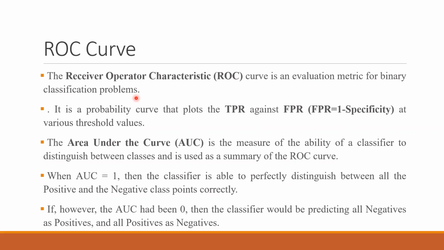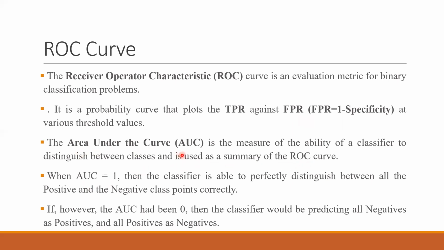ROC curve can be made for binary classification problem. It is a probability curve that plots the true positive rate against the false positive rate. False positive rate is 1 minus specificity at the various threshold values, and the area under the curve is the measure of the ability of a classifier to distinguish between the classes and is used as a summary of the ROC curve.